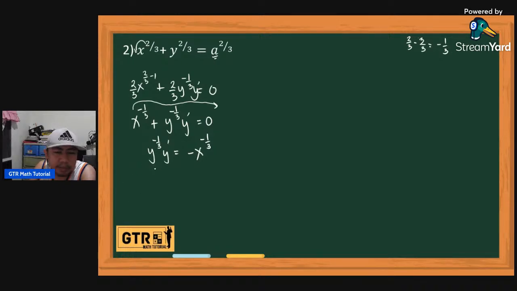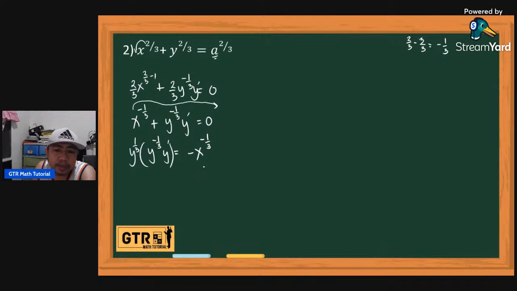We can divide both sides by y raised to negative 1/3, or we can multiply both sides of the equation by y raised to 1/3. That will give us the same answer. So if we divide by y raised to negative 1/3, so we have a negative exponent.